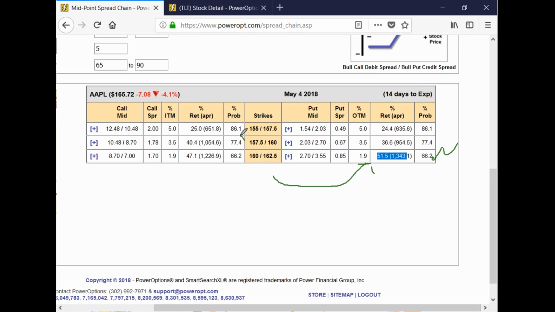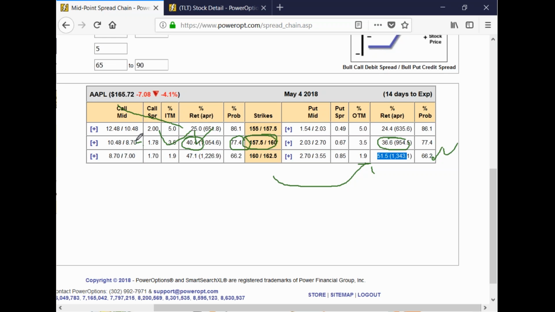If I wanted this 77% range, if I get midpoint, I might make 40% on the call spread and 36% on the put. So here, with these strikes, if I really wanted the 160, 157.5 for that 75% probability or higher, I'm going with the debit spread.